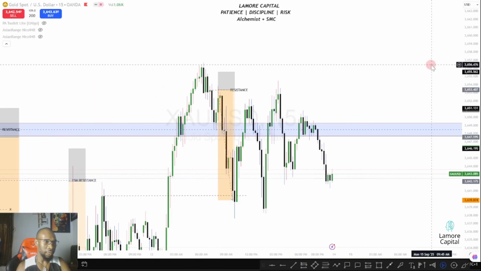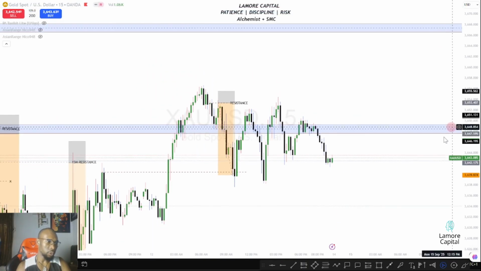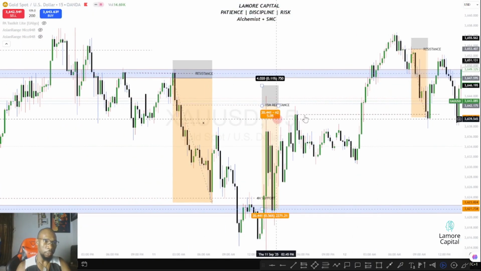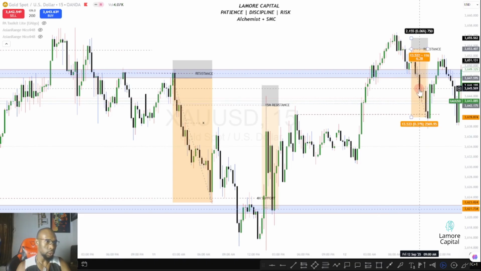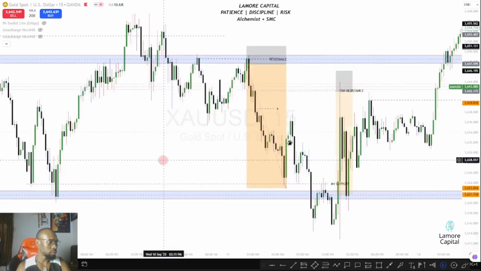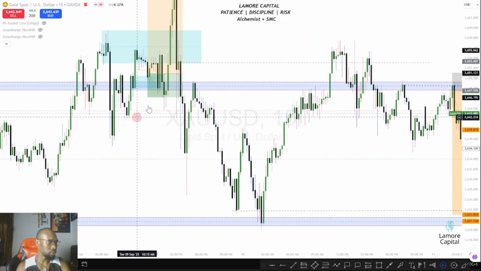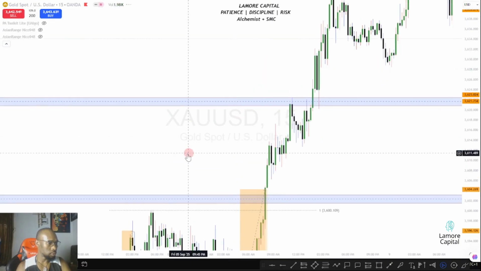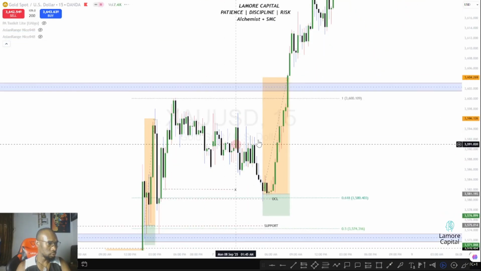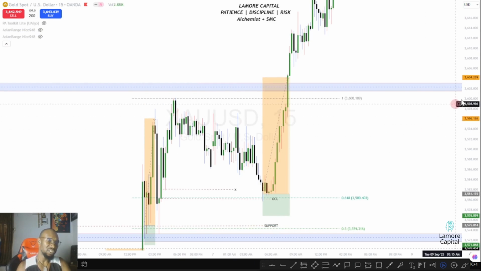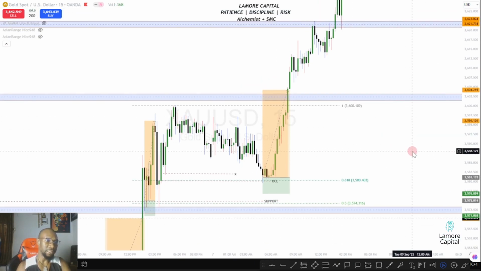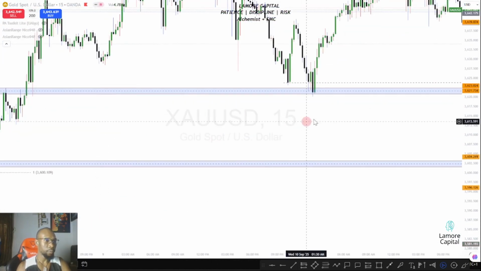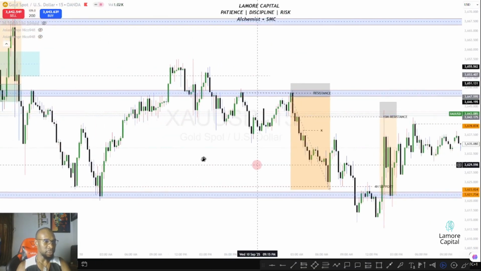This particular week, I think we caught some nice trades. I want to count my trades for this week. 1, 2, 3 trades, 3 TPs, 4 TPs. So I caught 5 trades. I lost 1 and I won 4. So that is it for this particular week.